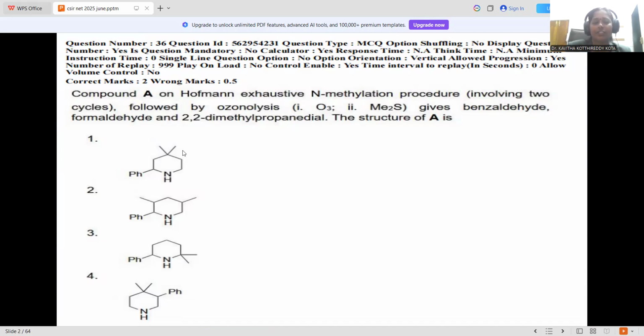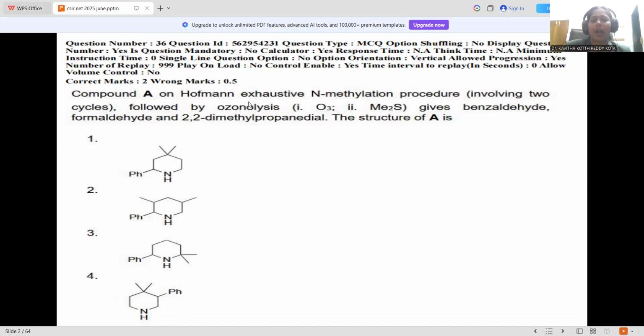Here, in continuation of the earlier session, the 2025 June CSIR NET chemical science question paper is going to be discussed. Question number 36 is taken into consideration. Being a Part B question, it is a 2-marker question. There will be negative marking if you mention a wrong answer: 0.5 negative, meaning marks will be deducted from your total score. Let me introduce the question.